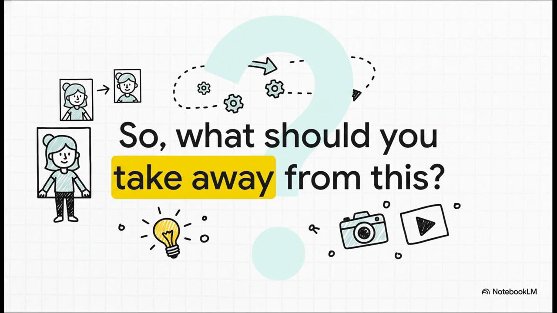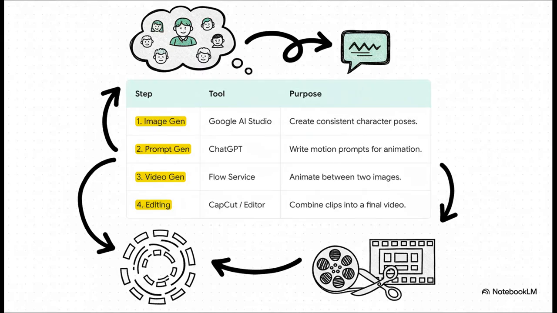So let's do a quick recap of that essential workflow. This chart really lays out the whole toolchain perfectly, doesn't it? You start with Google AI Studio for your images, then you hop over to ChatGPT for your motion prompts. From there, you generate the animation itself in Flow. And finally, you bring it all together in an editor like CapCut. Following this structure, this is the key to getting those consistent characters every single time.